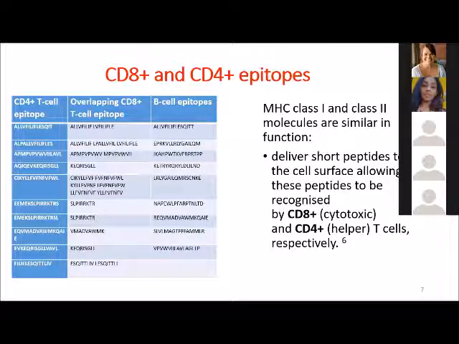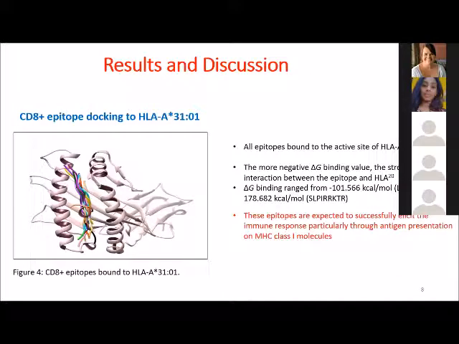These need to bind to MHC class 1 and 2 molecules to initiate the immune response. So CD8 is your cytotoxic T cells and CD4 are the helper. Here we have the CD8 epitope successfully bound to HLA. The epitopes are the colored strings in the middle of the diagram. We know that a more negative binding energy indicates stronger binding affinity. Our values range from -101 all the way down to -178.